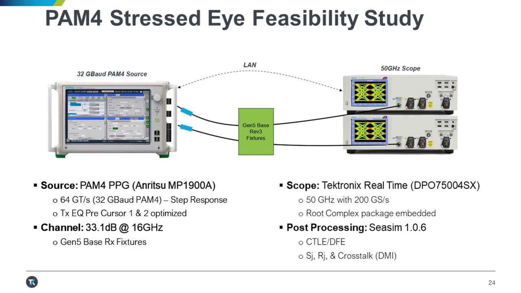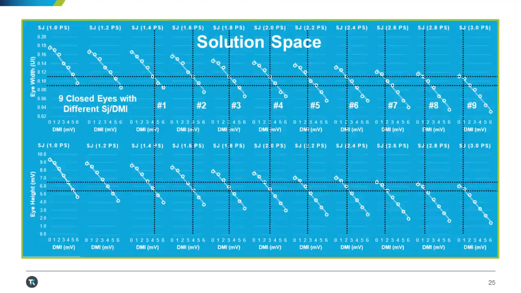And for post-processing, we looked at CSIM version 1.0.6. Within there, we're applying the CTLE, DFE, and stressors in terms of random jitter, sinusoidal jitter, and the crosstalk term as well. Let's jump into the data, and I'll break this down. I know it's a little bit of a busy slide, but essentially what we're showing here is the solution space. This is all with one channel, a little bit more than 33 dB.